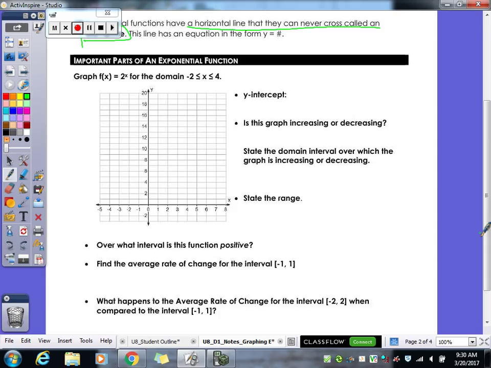So we're graphing f of x equals 2 to the x power for the domain, negative 2 less than or equal to x less than or equal to 4. So that means in our table, we're going from negative 2 up to positive 4. So I can already fill in my x side of my table there. So let's have you go in your calculators. Under your y equals, type in your 2 to the x power and fill in the other side of our table over here.